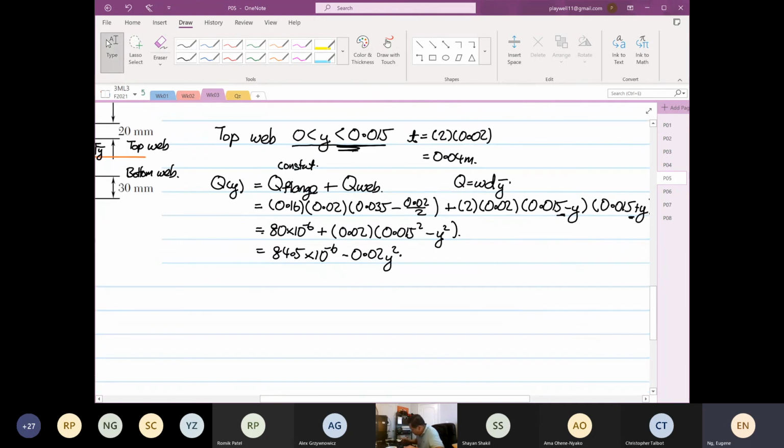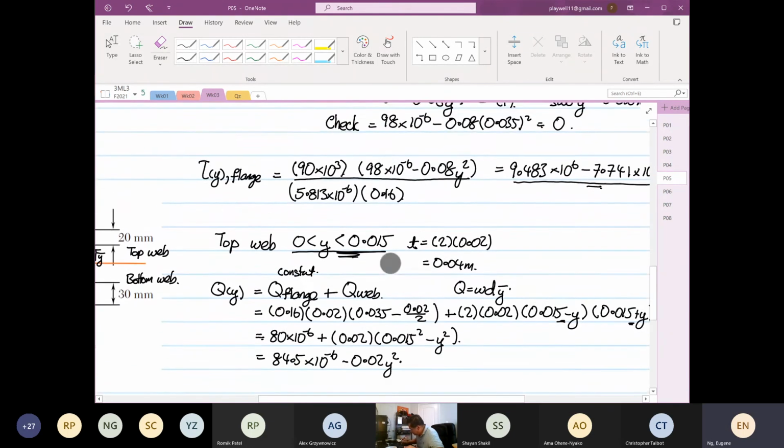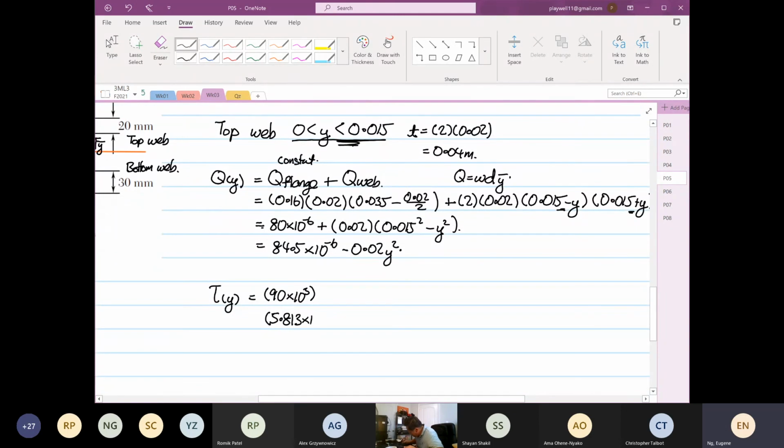Done. Okay. So your shear stress now, as a function of y, is equal to 90 times 10 to the power 3 divided by 5.813 times 10 to the power minus 6, multiplied by 84.5 times 10 to the power minus 6 minus 0.02 y squared. And the thickness we declared is equal to 0.04. Okay.